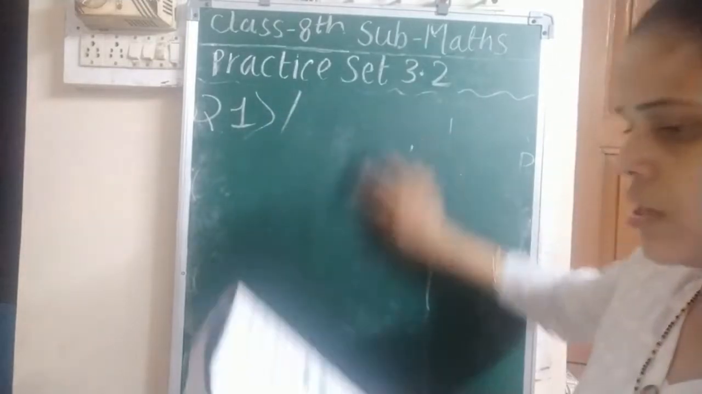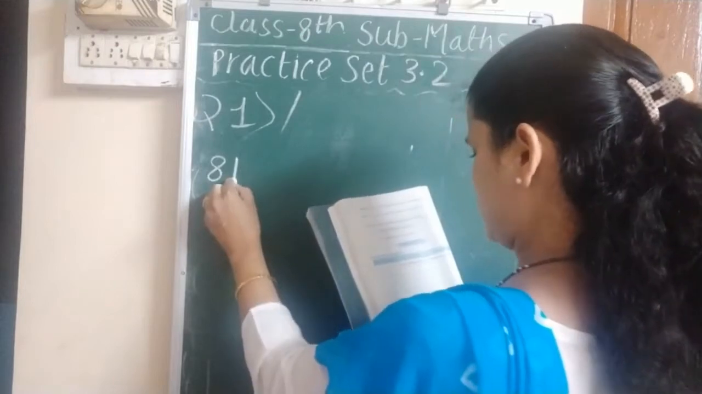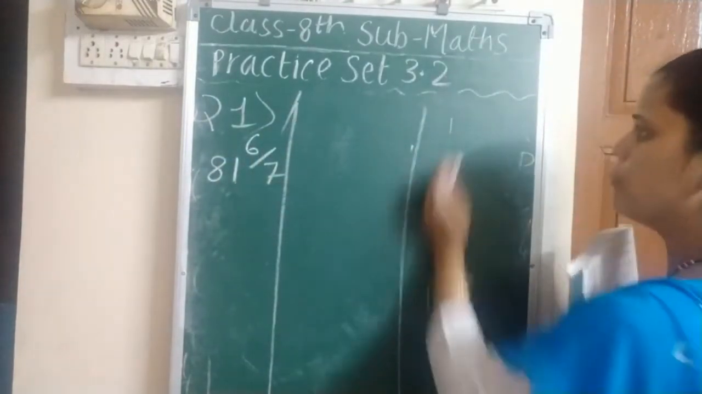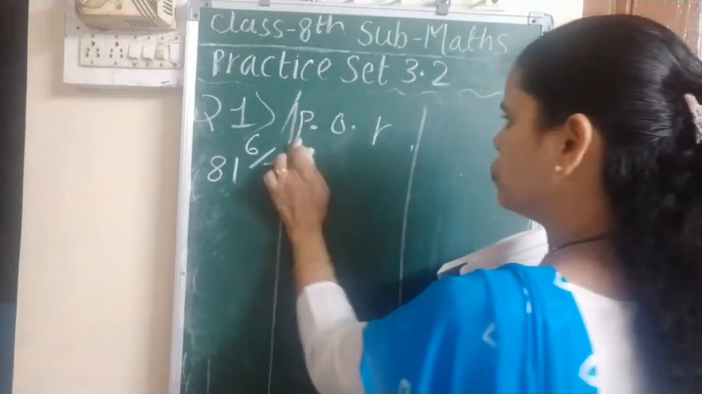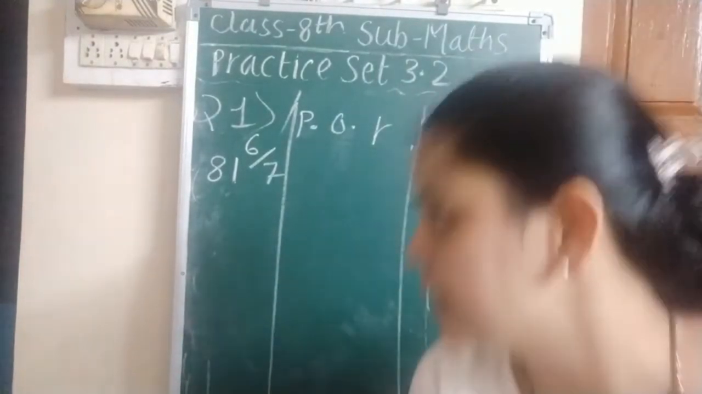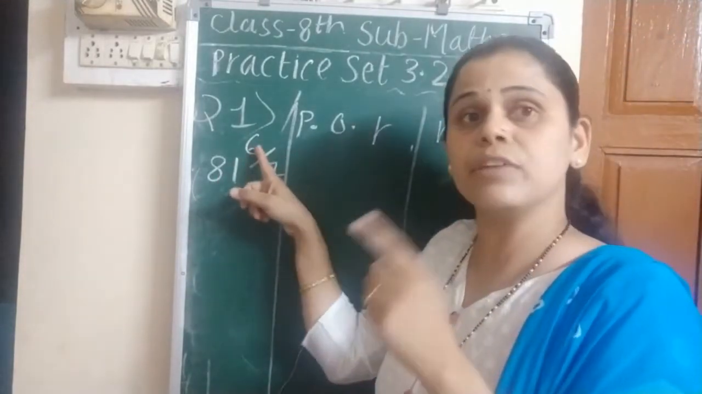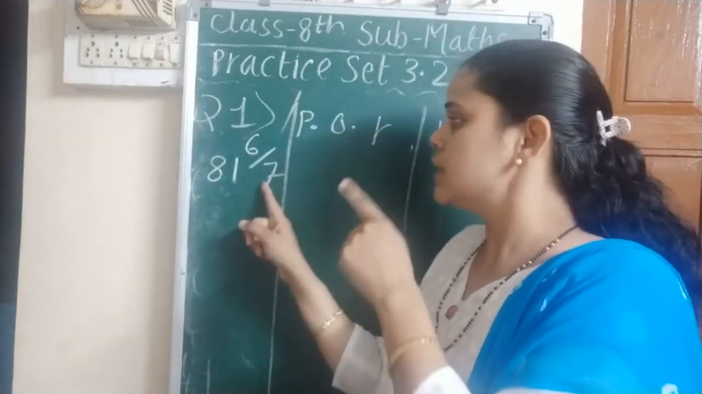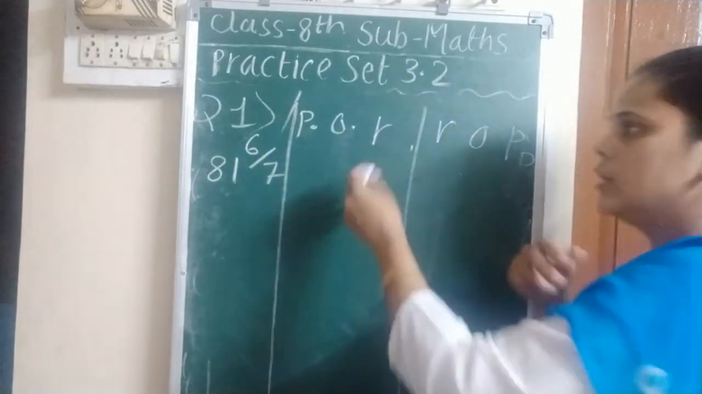The question number 3 is 81 raised to the power 6 upon 7. Write this number in form of power of root and root of power. Listen carefully. The power is the number that is given in the numerator. So power is 6 and root is 7th root. Root is 7th root and 6th power. So write down in this form.